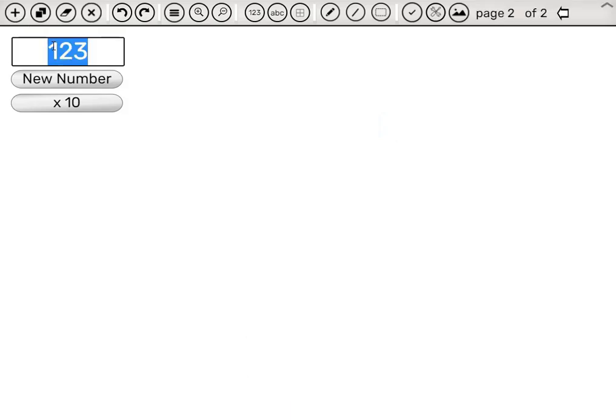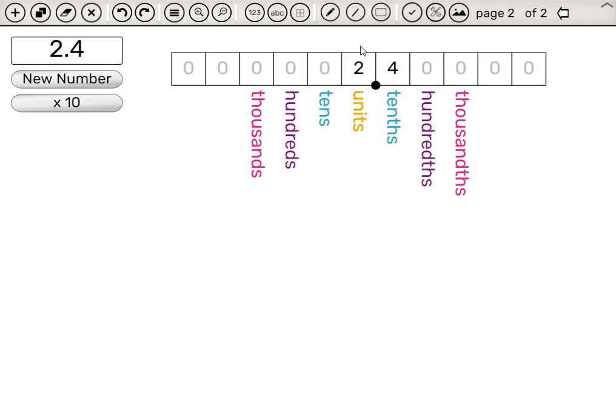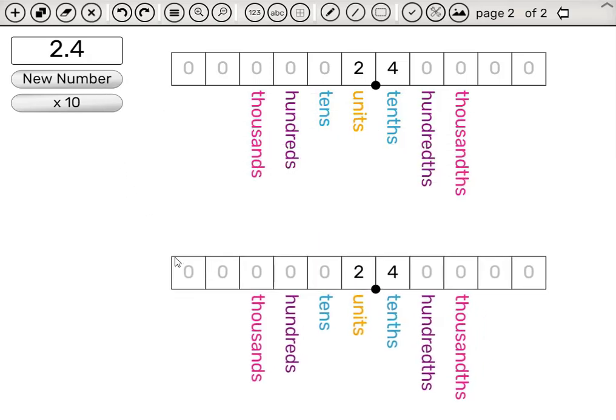Let's write a decimal number, 2.4. Let's drag the number onto the screen. Here we see we have room for tenths, hundredths, and thousandths. Like last time, let's create another identical number below it. Now we'll multiply it by 10.